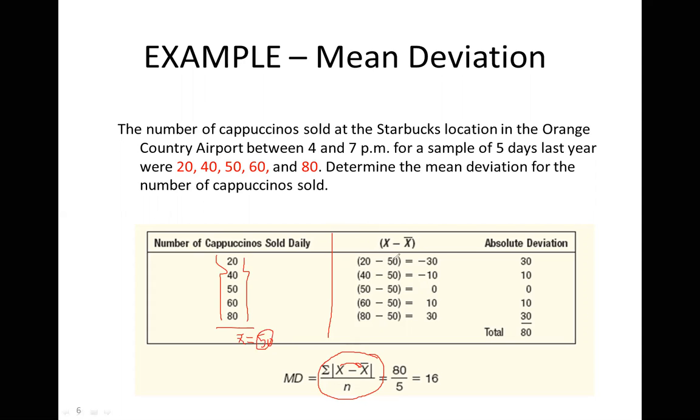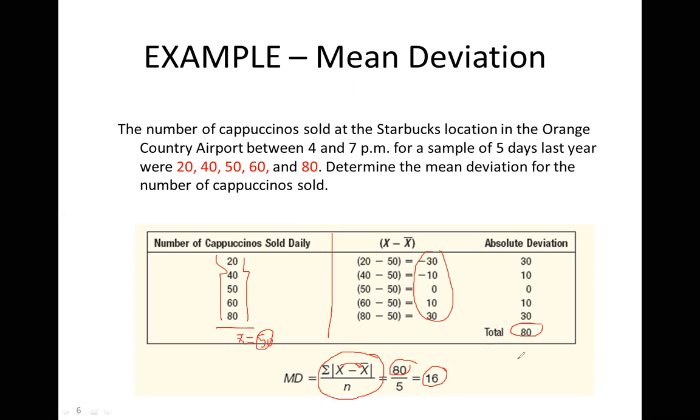So now 20 minus 50 equals negative 30, and so on. Then finding the absolute value for this column, all the values will be positive: 30, 10, 0, and so on. Adding them up will be 80. So that's the numerator for the formula for the mean deviation. So the mean deviation now equals the sum of |x minus x bar|, which is 80, divided by the number of values. You have only 5 values, so that equals 16. So now the variation around the center equals 16.